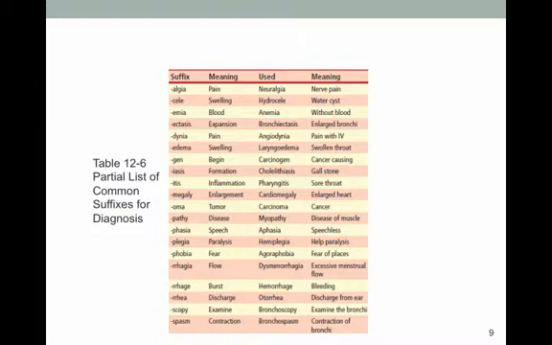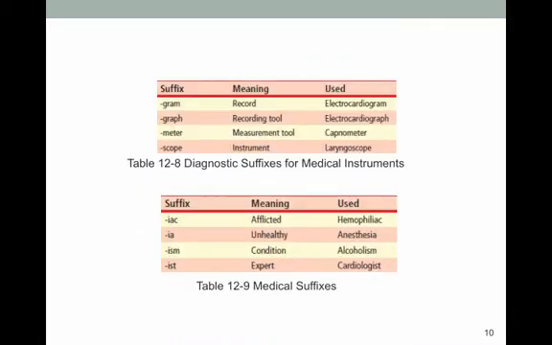Partial list of common suffixes for diagnosis. Algia: neuralgia would be a word applied to this. Neuro meaning nerve and algia meaning pain, nerve pain. Emia is another one. Let's use anemia, without blood, a meaning without. Ectasis, expansion. Bronchiectasis, enlarged bronchi. Aphasia, which would mean speechless. So please look over these. This is table 12.6 in your book as well.